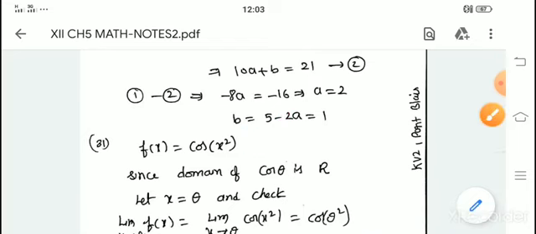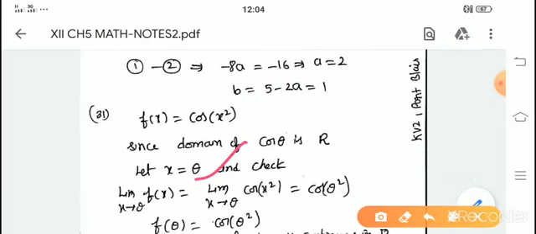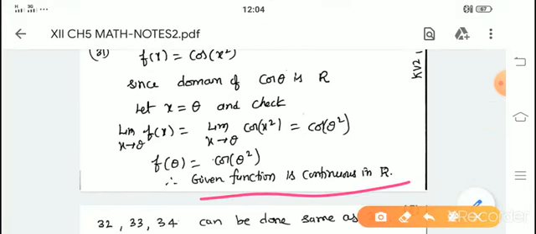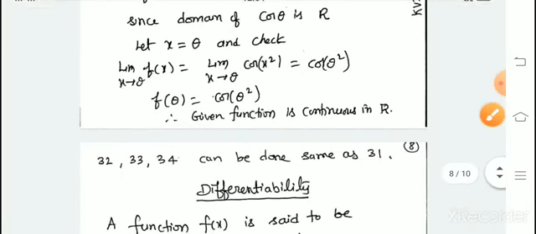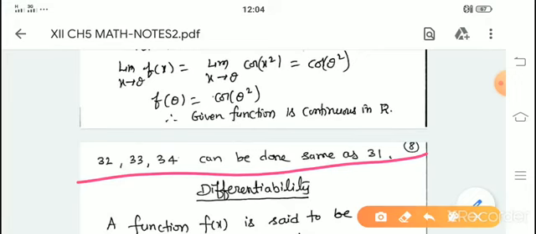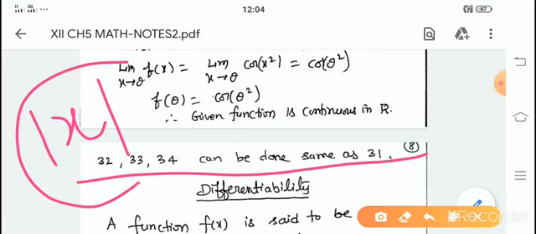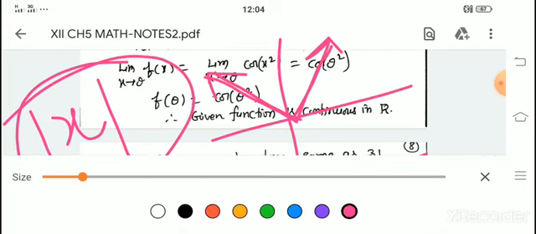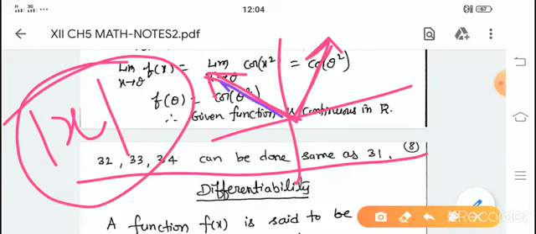But how to prove it? Take x equal to theta first and find the limit of f of x as x tends to theta. So you get cos theta square, and f of theta is also cos theta square. Therefore the given function is continuous in R. In a similar way 32, 33, 34 can also be done. Remember, the modulus function is continuous everywhere, because the modulus graph will be V-shaped like this. It is continuous, I can draw it continuously, right? Can we draw or not? Check here, we can draw the modulus function continuously without lifting the pencil.